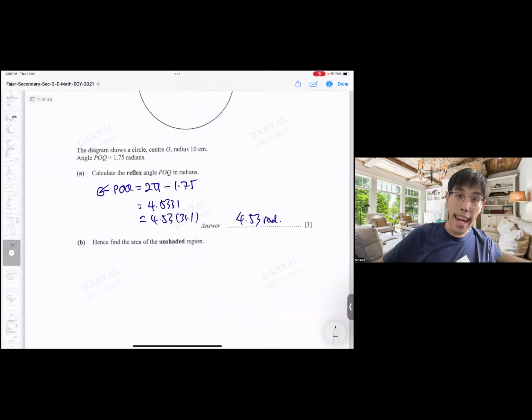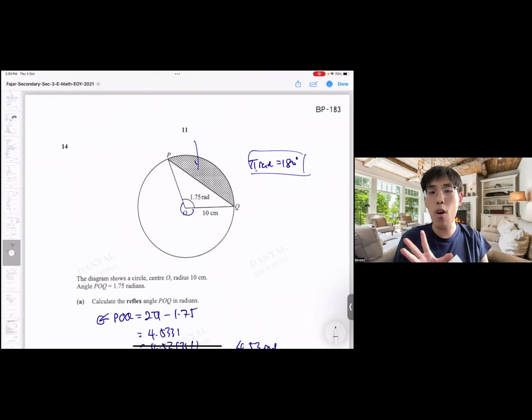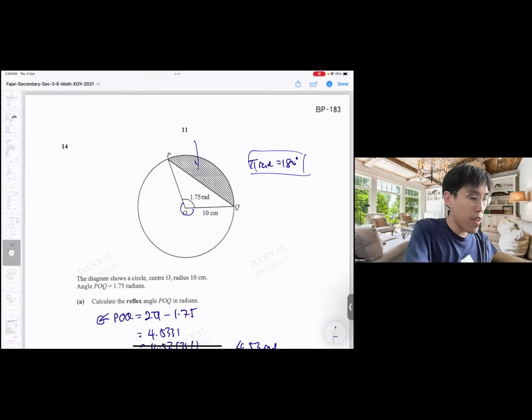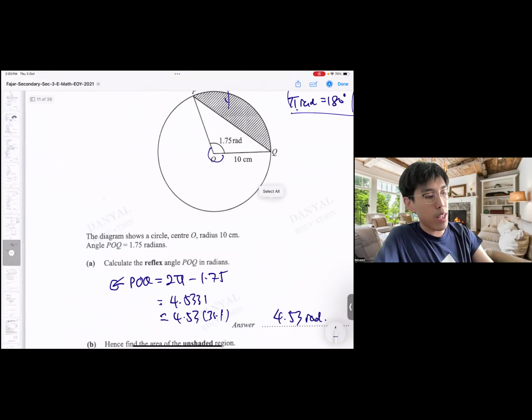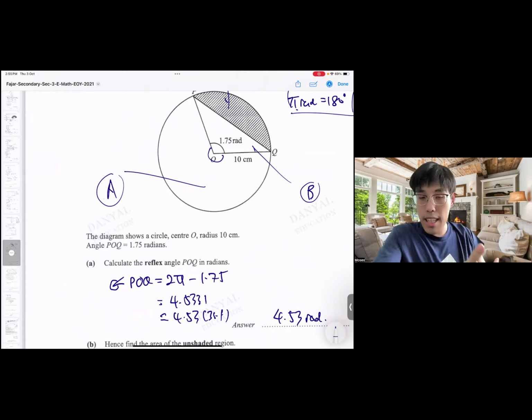Okay. Hence, find the area of the unshaded region. That means everything else except this piece. So somehow I need to use this 4.53 radians. We need to understand what's the plan. First of all, I want to split this into sectors. This one is sector A and the triangle is sector B. So to find the area of the unshaded region, technically it's just sector A plus sector B.